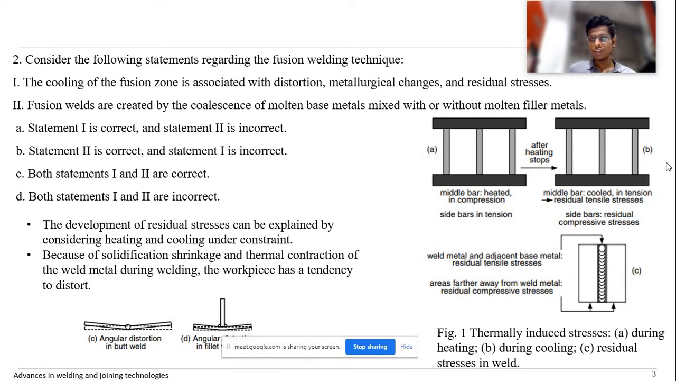Guys, do you have any doubt in this figure? If you have any doubt, please put it in the chat box so that I can make it clear. Someone asks whether it is cooled below ambient. No, not cooled below ambient.